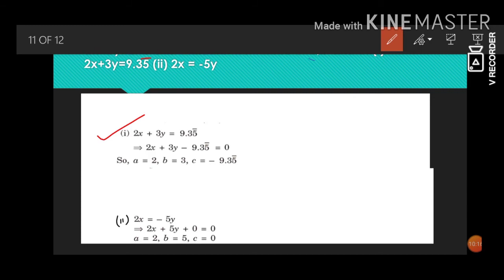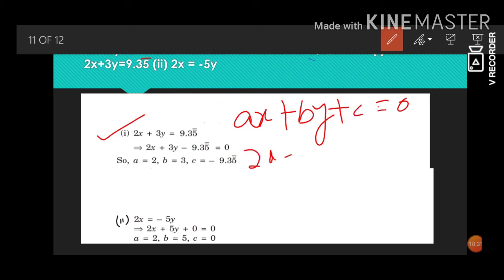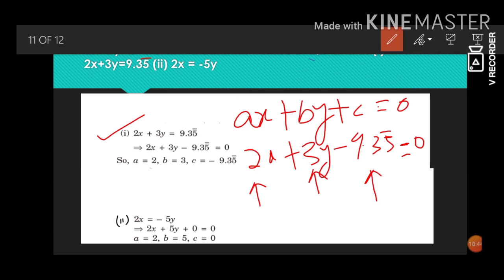So here we have to represent it in the form ax plus by plus c is equal to 0. So 2x plus 3y minus 9.35 bar is equal to 0. So a is equal to 2, b is equal to 3, c is equal to minus 9.35 bar.